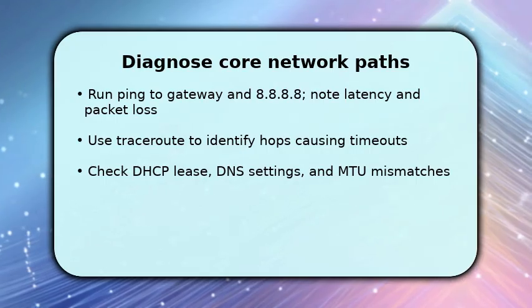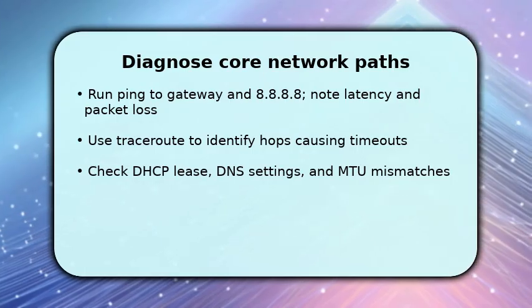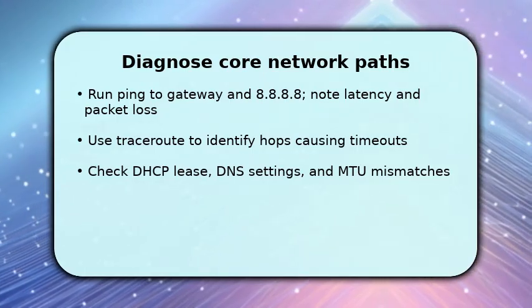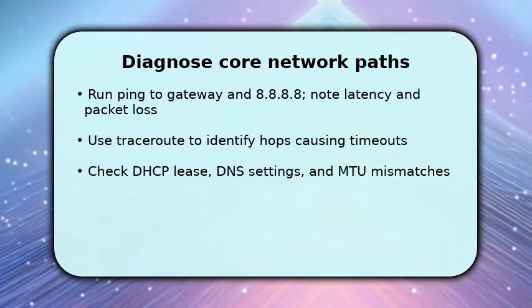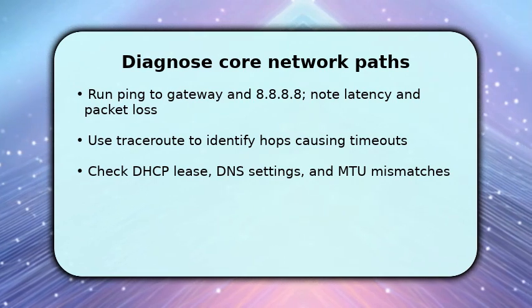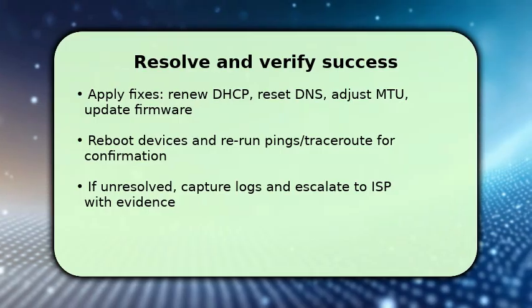Make sure to verify DHCP lease status, DNS server entries, and MTU settings, because misconfigurations are common. Then you implement targeted fixes. Renew the DHCP lease or set a static IP, switch to reliable DNS or flush cache, adjust MTU if fragmentation appears, and update firmware on routers.